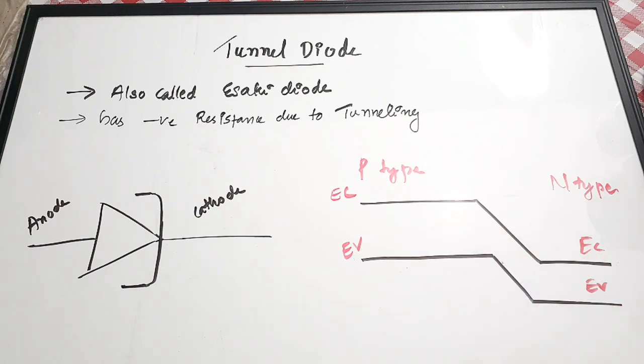A lot of diodes are there. There is the photodiode, the Zener diode, and just like that, there is the tunnel diode and the varactor diode. All these topics will also be covered in the upcoming days.